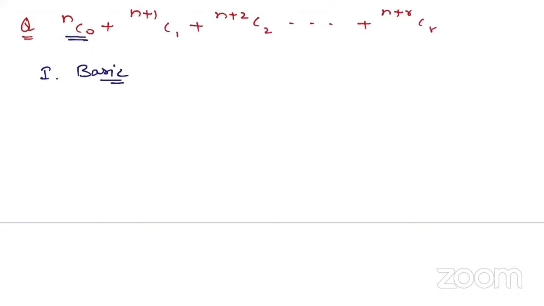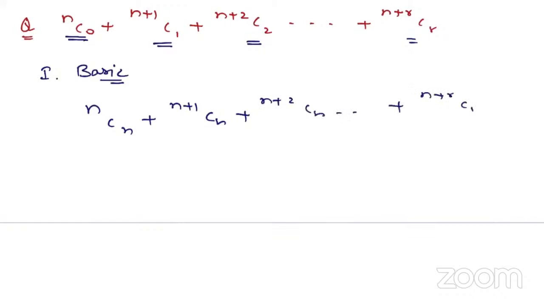What is this basic method? nC0, n+1 C1, and so on up to n+r Cr. We can rewrite this and make all the bases the same. We know that if nCa is equal to nCb, then a plus b is equal to n, or a is equal to b. So applying a plus b is equal to n, nC0 is the same as nCn. n+1 C1 is the same as n+1 Cn, n+2 C2 is n+2 Cn, and so on, right?